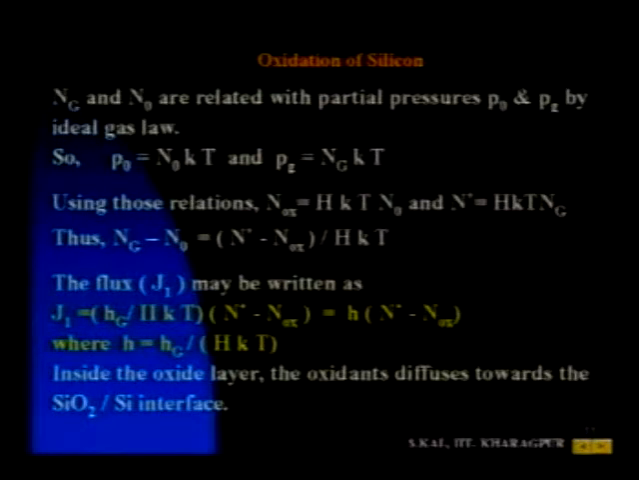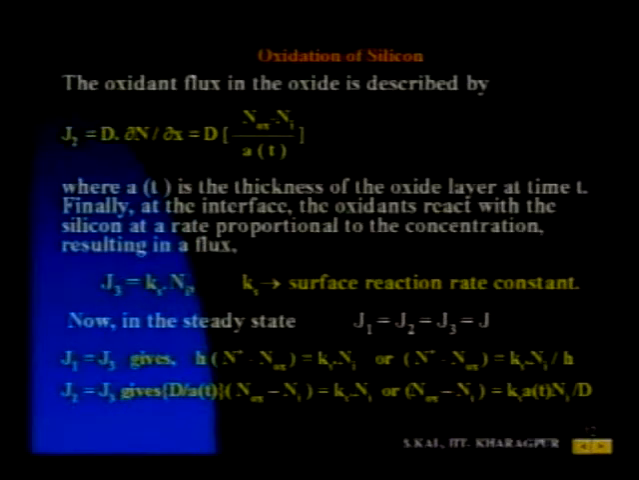Now it is absorbed, and this absorption process is determined by Henry's law, and that we equated with the gas phase, and we also use the ideal gas laws. We also use those relations for simplification to get an easier, simplified derivation. Okay. Next, after absorption, the oxidant particles, oxygen or H2O molecules, will diffuse towards the SiO2-Si interface. Now what will happen? Let us see.